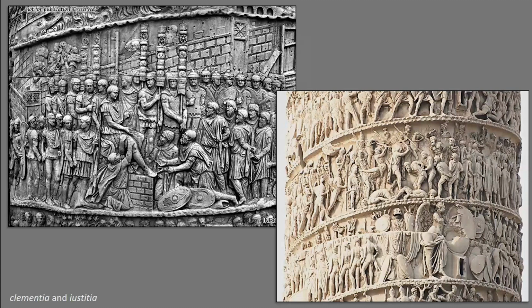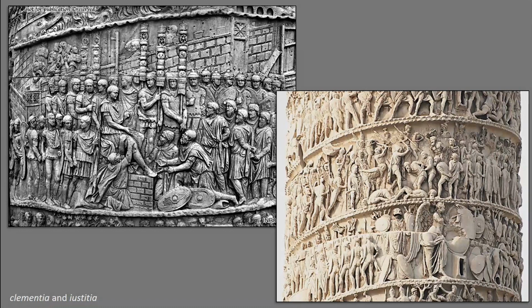Finally, when the Romans were victorious, the emperor would have to decide what happens with the local population, with the local soldiers, but also with the rest of the local population. And for that reason, we have quite a few scenes that show the aftermath of battles. And there are essentially two different reactions of the emperor to the outcome of those fights.